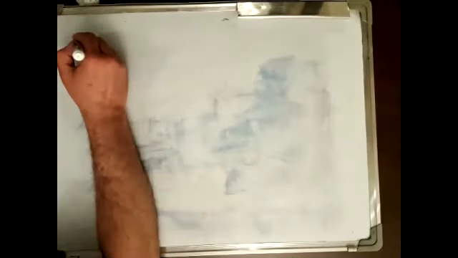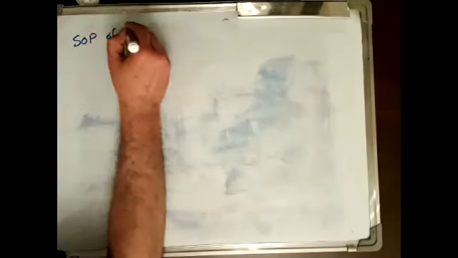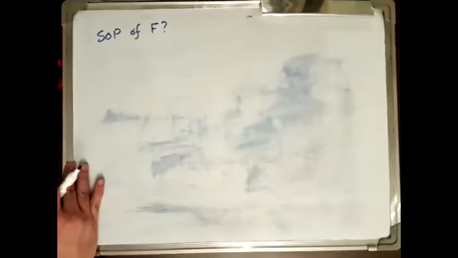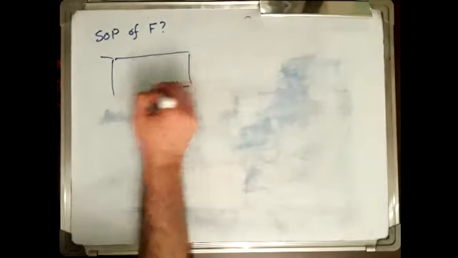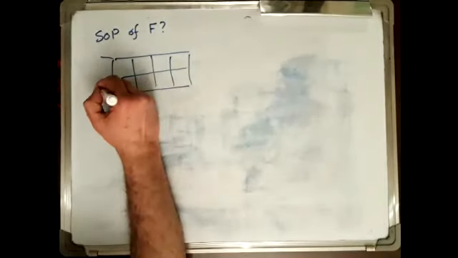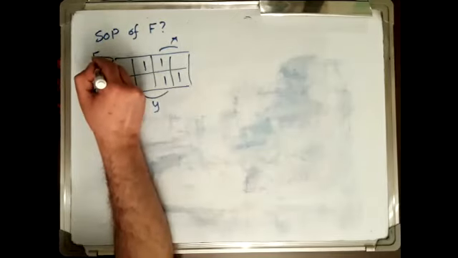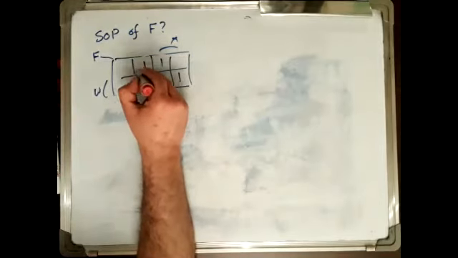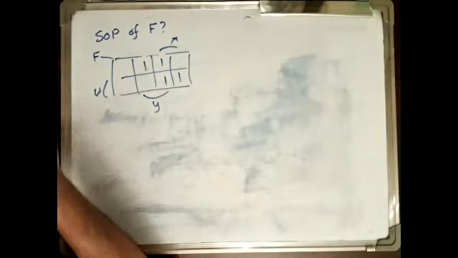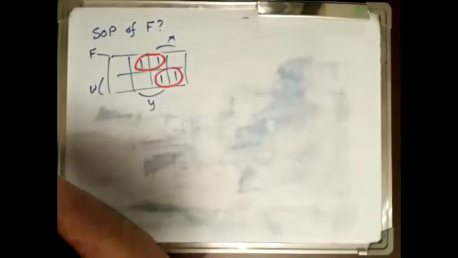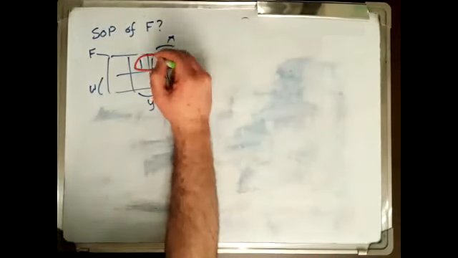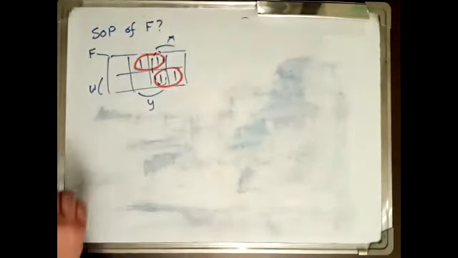Or before I do this example, if I go back to the previous example and I ask you, what is the sum of products of F? This is a continuation on the previous example. If you remember, the map was this, and this was W, X, Y, and we had min terms 1, 3, 6, and 7, and this is the map for F. For the sum of product for F, we have this prime implicant, and this prime implicant, and then we have this prime implicant, and this is essential, and this black one is not essential.